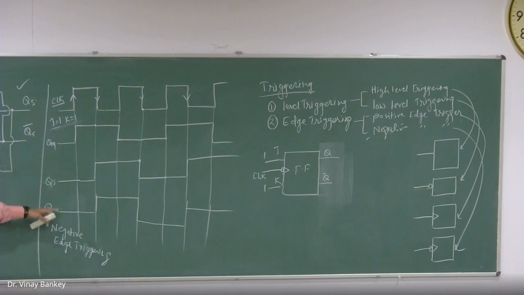And if you can see here, the output of this master slave flip-flop and the negative edge triggered flip-flop are the same, isn't it? So it means we have another solution of this race around condition. So we can use the edge triggering.